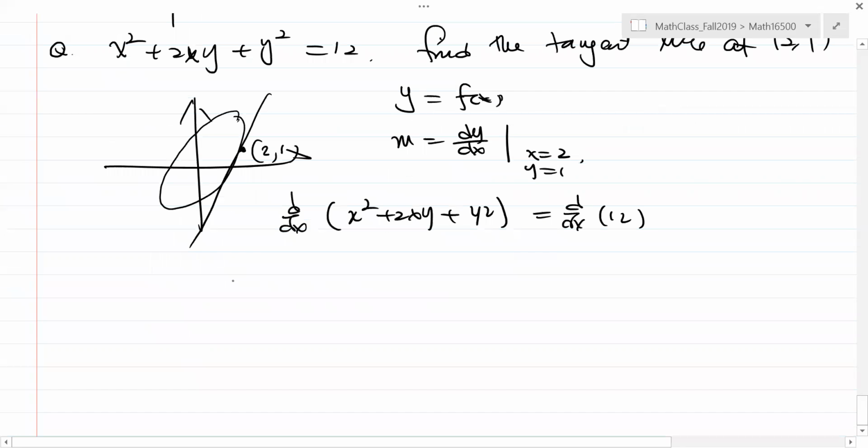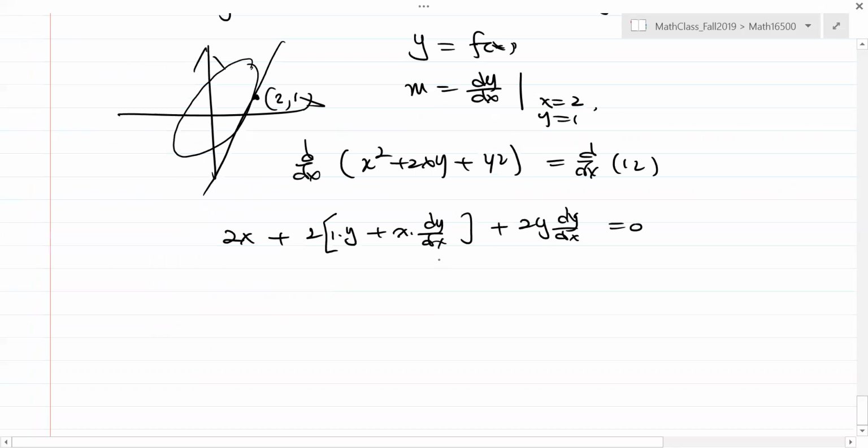So the derivative of x squared with respect to x will be 2x. The derivative of 2xy with respect to x, by the product rule, will be 2 times y plus x dy dx. And the derivative of y squared with respect to x is 2y dy dx. Then you group these together: 2x plus 2y plus 2x dy dx plus 2y dy dx.